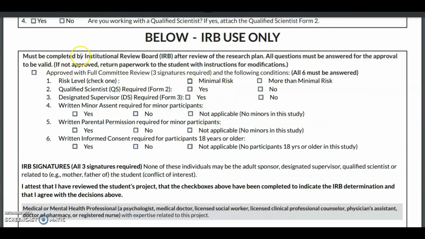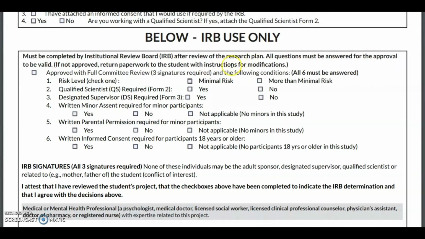Okay. It must be completed by the IRB after the review of the research plan. However, aside from that, all questions must be answered for the approval to be valid. If not approved, return paperwork to the student with instructions for modifications. So it also includes the human informed consent form.